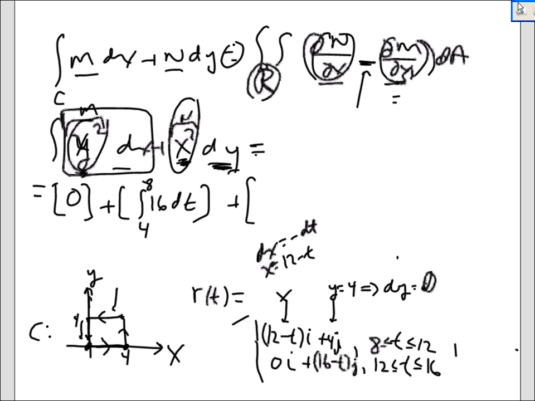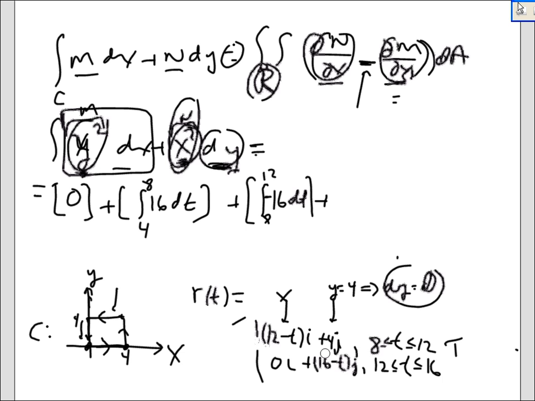Okay, so we have y squared. For y is always 4, so it's 4 squared, or 16 dx. The dx is negative dt. Plus x squared times dy. But dy is 0, so that kind of cancels out. And t goes between 8 and 12. Okay, that's the third portion.